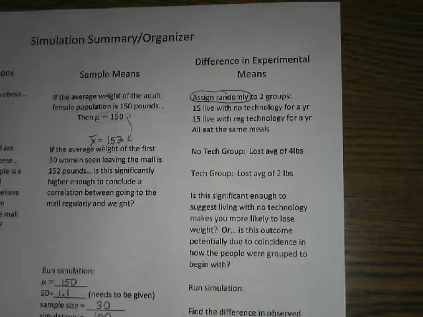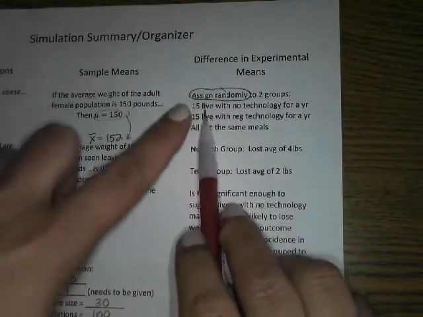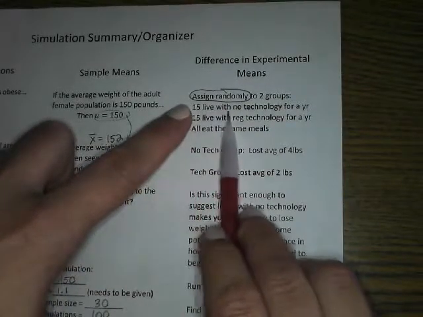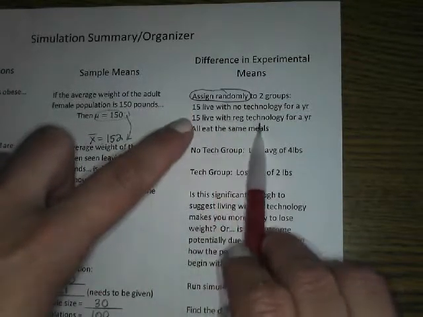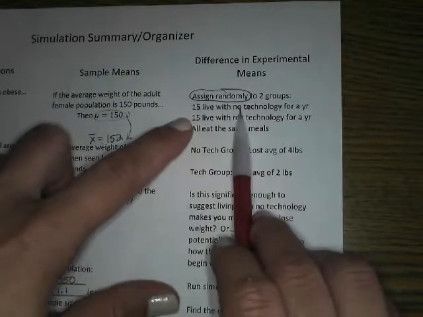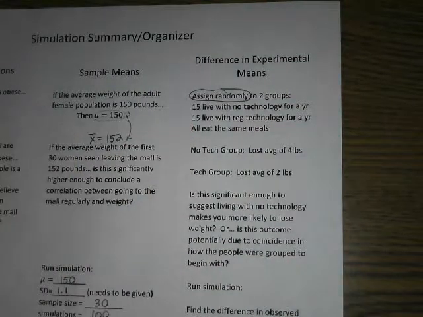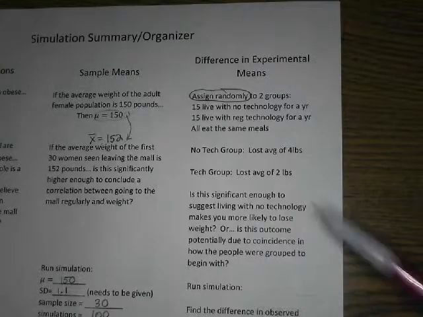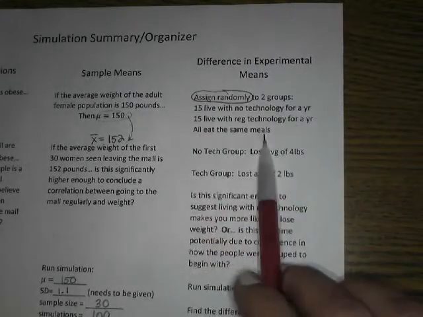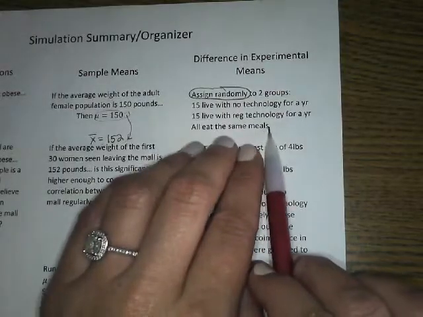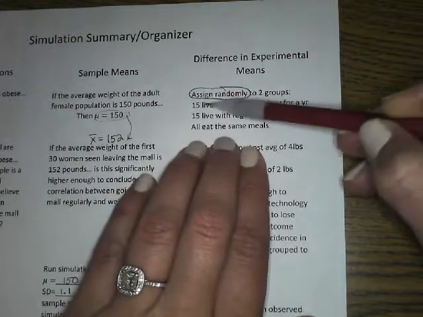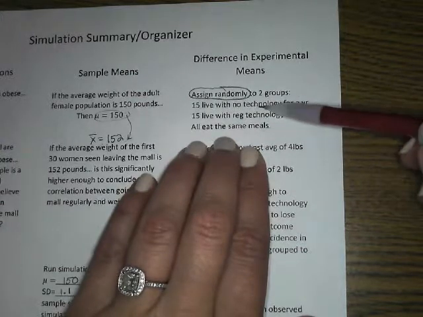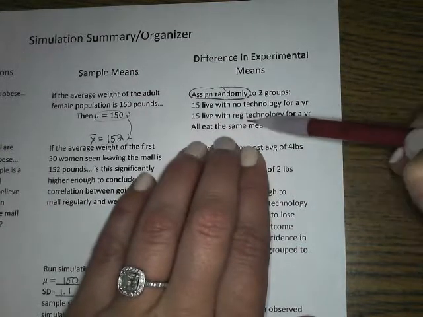So I have 30 people again. I'm assigning 15 to live with no technology for a year and 15 to live with regular technology for a year. That means really by no technology what I was getting at is no phone, no TV. No cell phone, no TV, like no internet, okay? And they're all eating the same meal, so I'm going to try to control what they eat, because my study is going to be regarding weight loss. And I want to see if people who live with no technology versus people who live with technology have a different amount of weight loss.